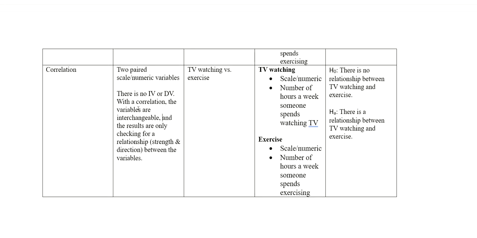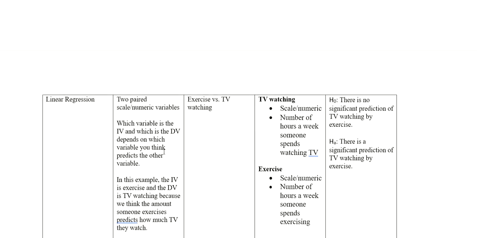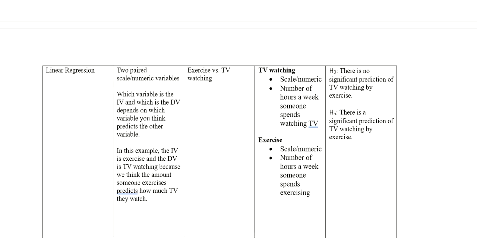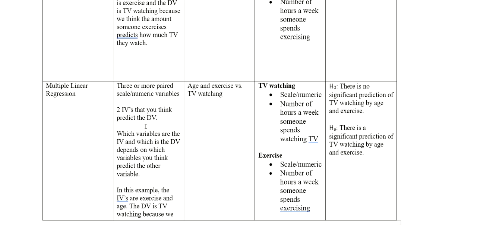Okay, so we looked at correlation, right? Doesn't matter the order, we're just looking at strength and direction. Then we look at linear regression, which we can start predicting. And then we're going to look at multiple linear regression. So for this one, we've got 3 or more paired scale numeric variables. So you've got 2 independent variables that you think predict the dependent variable.